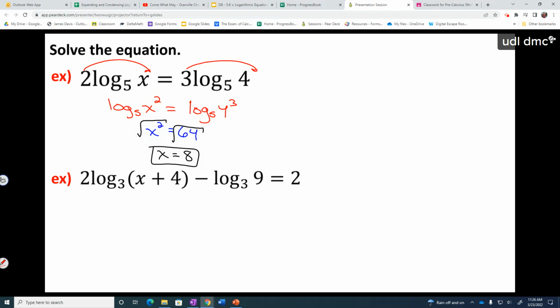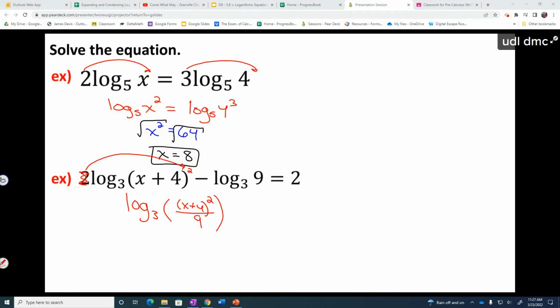In doing so, like we did the last couple of days, we take this up first, right? And then we've got log 3. That's our base. And then we take whatever's here. This will be in the top because it's positive, and this is a minus, so this will go to the bottom of the fraction. So then it would be log 3 of x plus 4 squared, and then the minus goes in the bottom, so over 9.